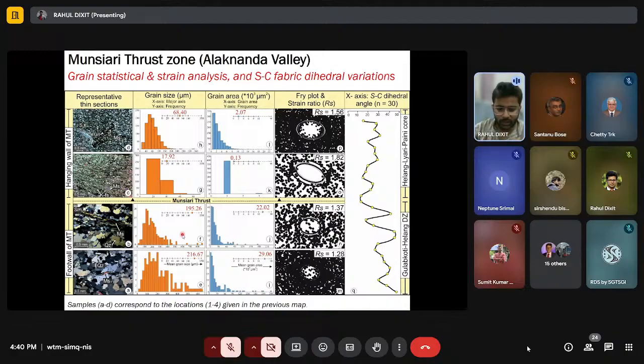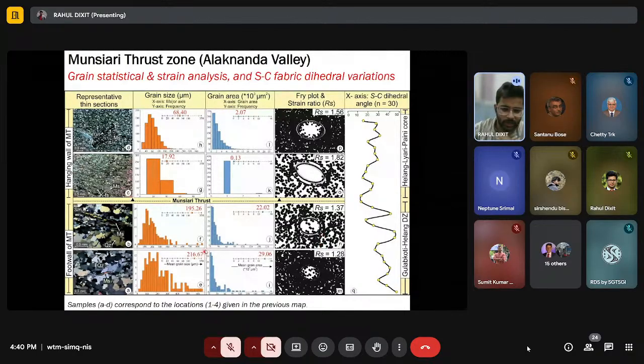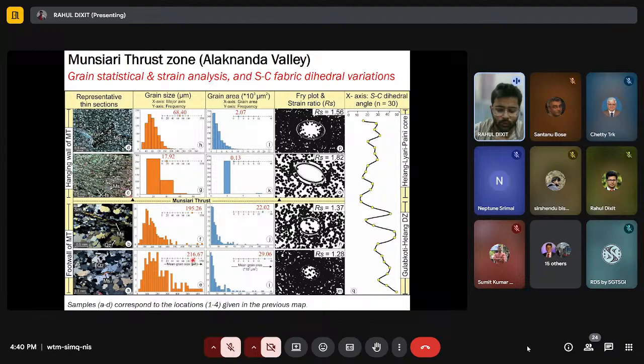So because of this increasing strain from the damage zone to the core, the overall grain size of the recrystallized quartz grains that you see here will decrease, and the strain will increase. This can be clearly shown here. As you can see, starting from A at the bottom, it has a mean grain size of 216 and grain area of 29.